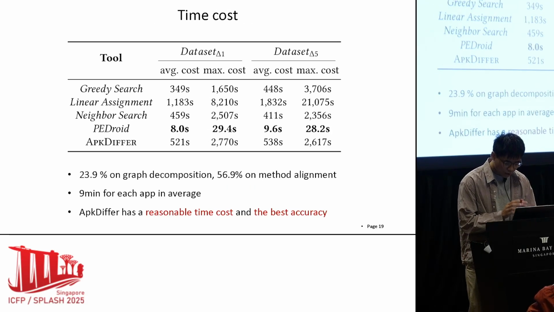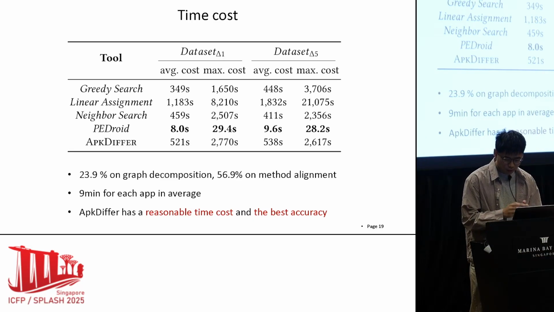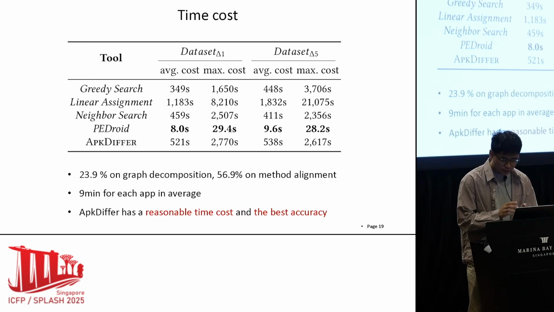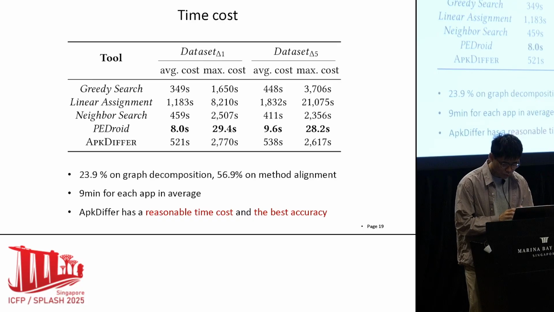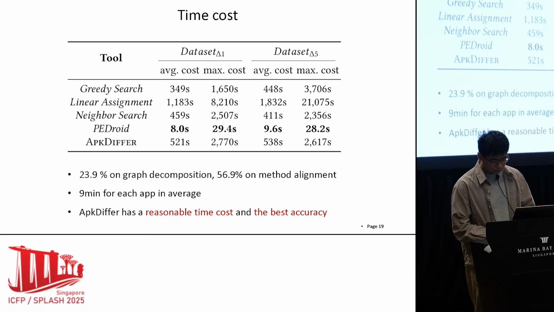In terms of the time cost, ApkDiffer spends about 24% of time on graph decomposition and about 57% on the method alignment. And on average, ApkDiffer needs 9 minutes to analyze one application. Although it is not the fastest tool, it has a reasonable time cost and the best accuracy.